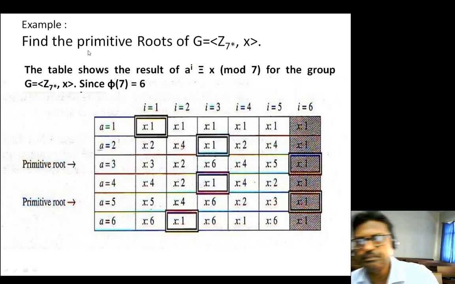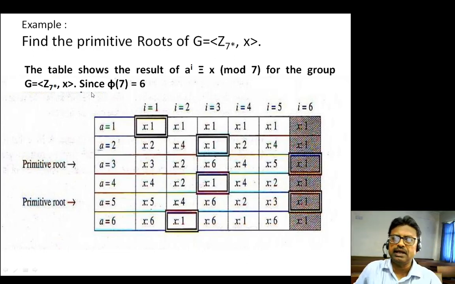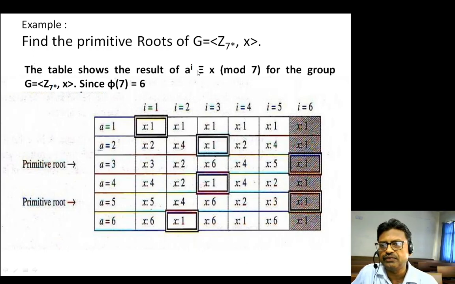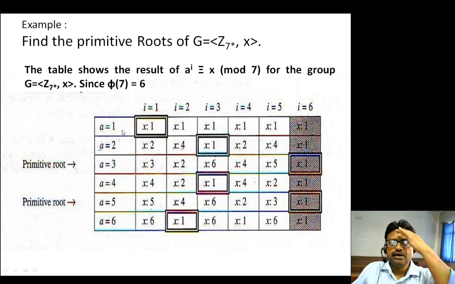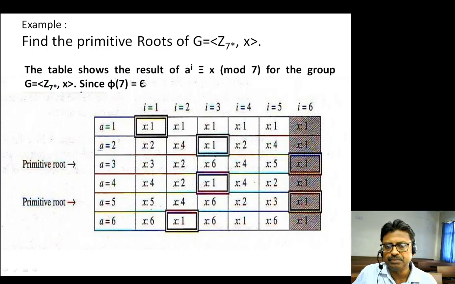So let us find the primitive roots of Z7 star. We will use the same fundamentals as we used earlier. This table shows the result of a to the power i. How many elements will Z7 star have? It will have 6 elements: 1, 2, 3, 4, 5, 6. So let us check whether any one of these elements has an order equal to the order of this group, 6. Then that element will be a primitive root.